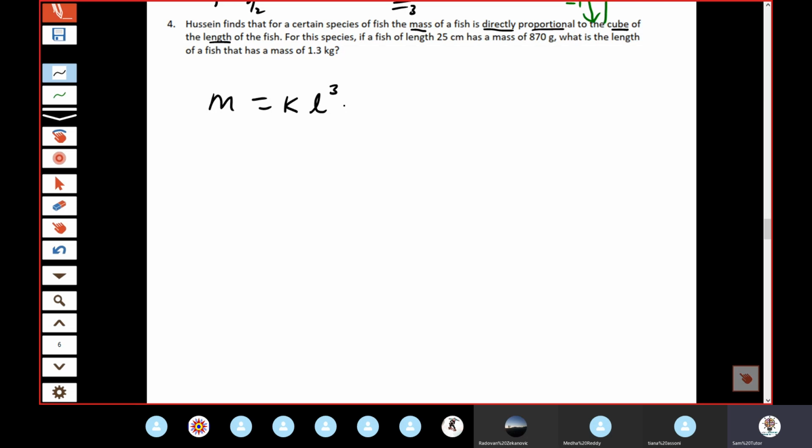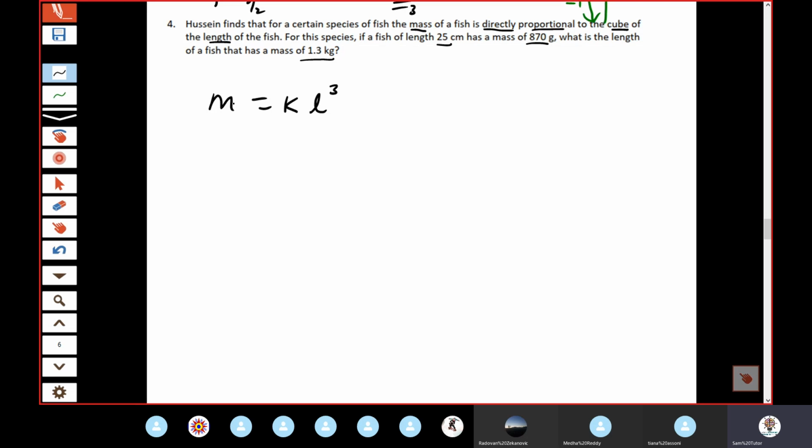Okay? Direct proportionality. Again, if that's a weakness, if you completely don't know this, just go back to your chapter 1 or chapter 2, whatever this would have been, and just do 2 or 3 questions. It should all come back to you. For this species, if a fish of length 25 has mass 870, what is the length if the mass is 1.3? Okay, here we go.